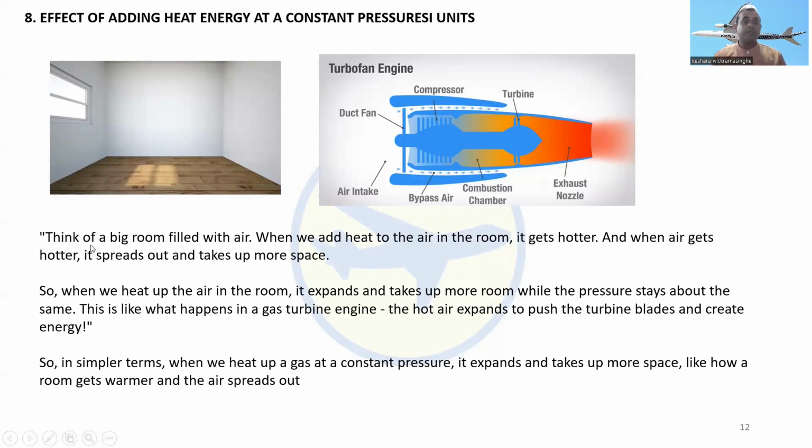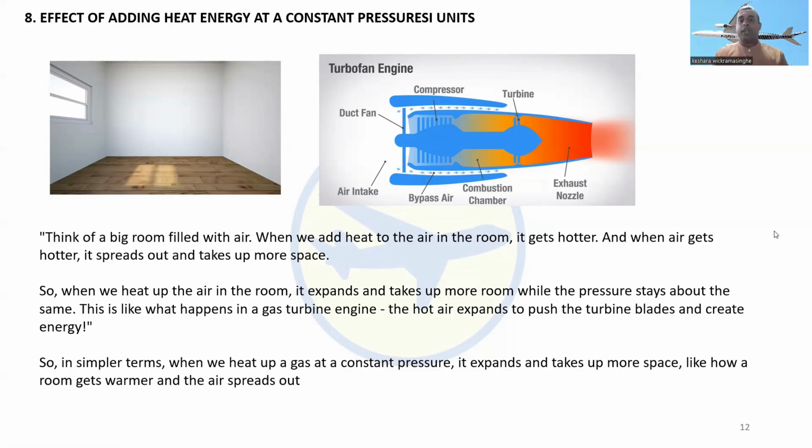Think of a big room filled with air. When we add heat to the air in the room, it gets hotter. And when air gets hotter, it spreads out and takes up more space. So when we heat up the air in the room, it expands and takes up more room while the pressure stays about the same. This is like what happens in a gas turbine engine. The hot air expands to push the turbine's blades and create energy. So, in simpler terms, when we heat up a gas at a constant pressure, it expands and takes up more space, like how a room gets warmer and the air spreads out.